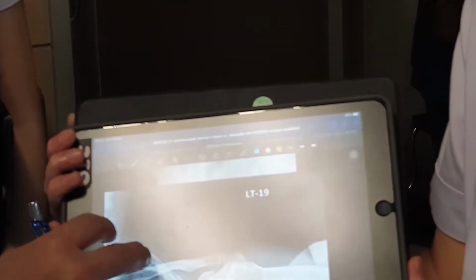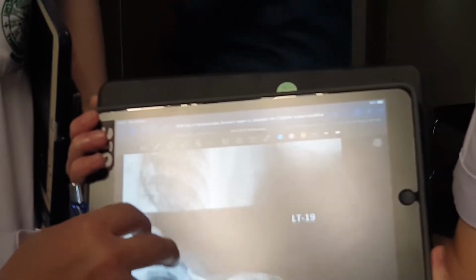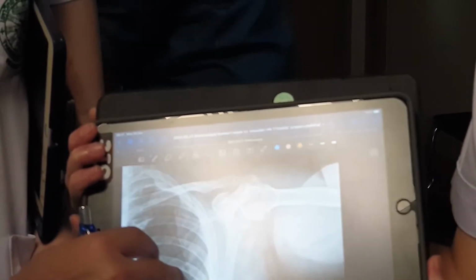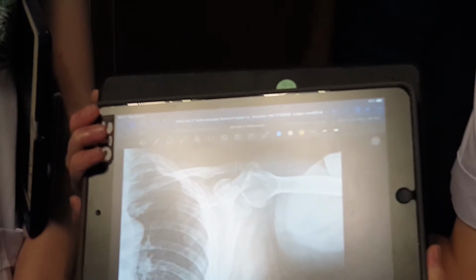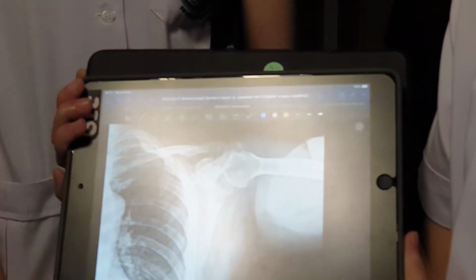First time dislocation, do you need surgery? In the young, if you're a first-time dislocation, do you need surgery?